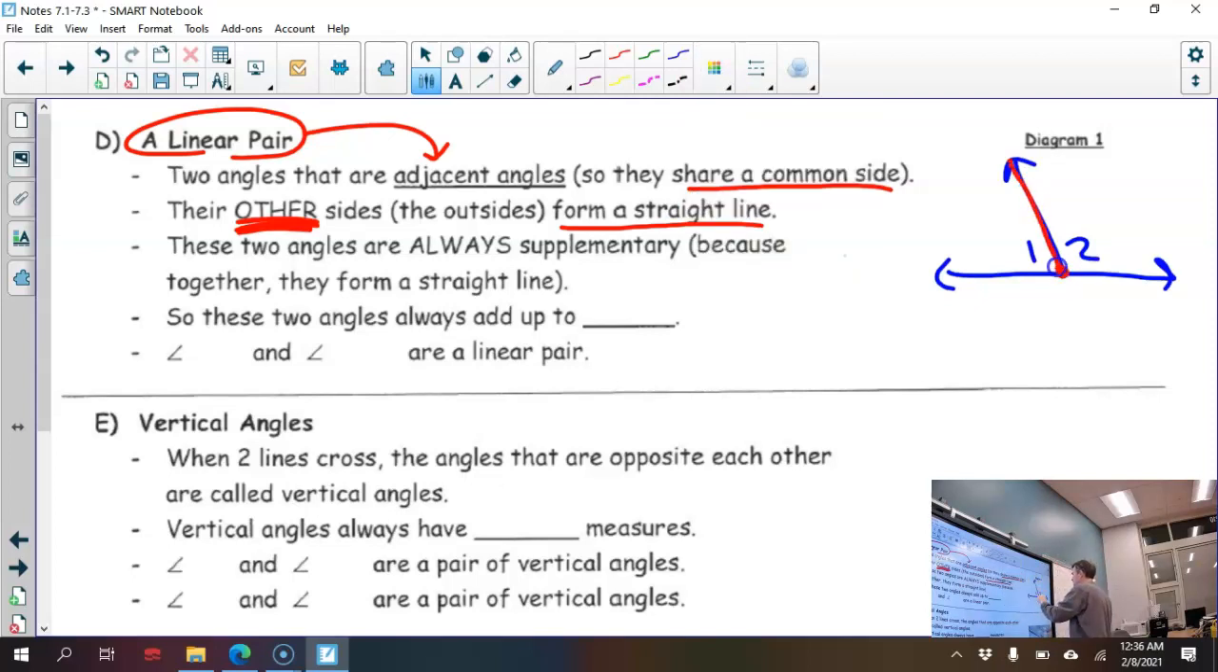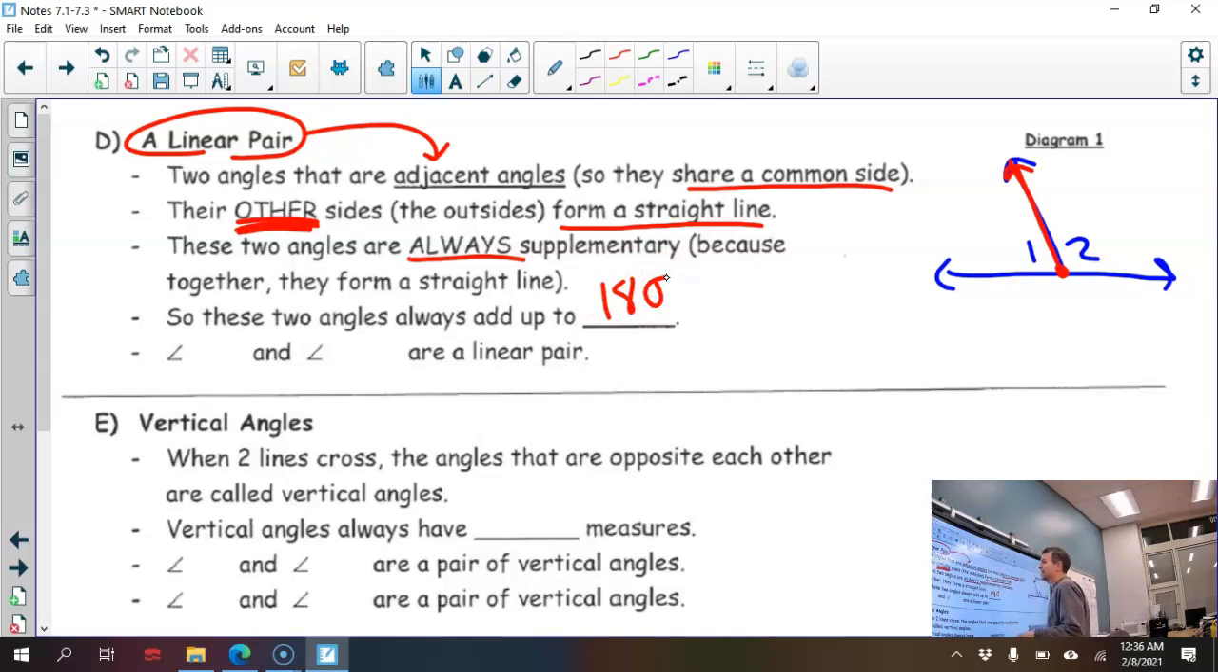They share a common side, right? And the other sides, the two blue ones, make a straight line. These two angles are always supplementary because together they form a straight line. So they add up to 180 degrees.